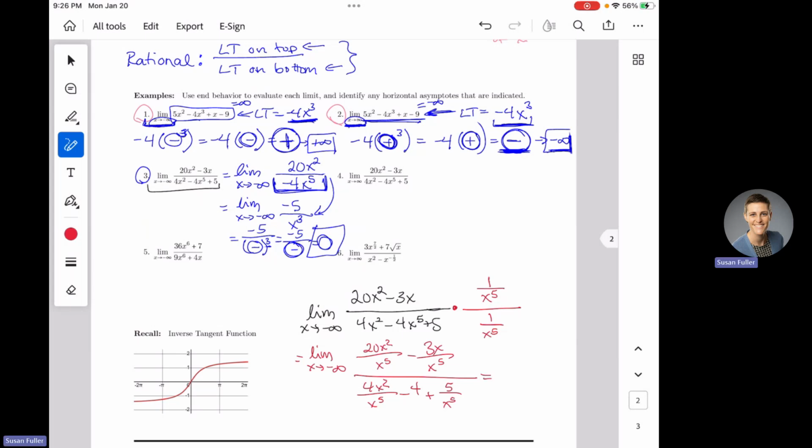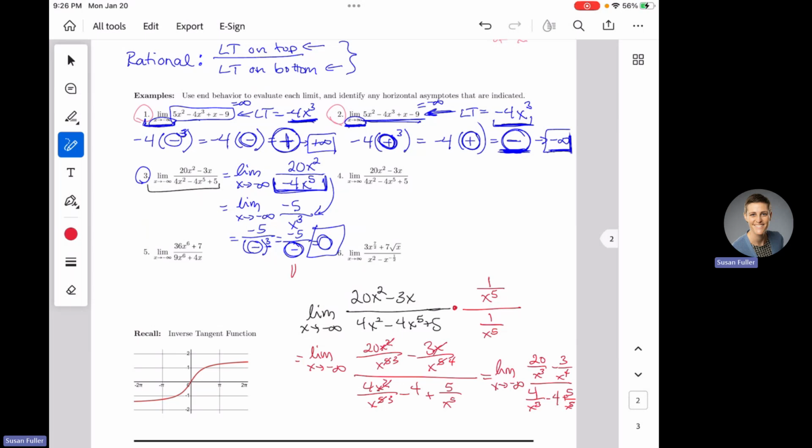And then basically notice what happens. These two cancel and I get an x to the third here. This cancels here and I get an x to the fourth. This cancels here and I get a third. And we're stuck there. So I get the limit as x approaches negative infinity of 20 over x to the third minus 3 over x to the fourth, over 4 over x to the third minus 4 plus 5 over x to the fifth. Okay, I'm just rewriting this.